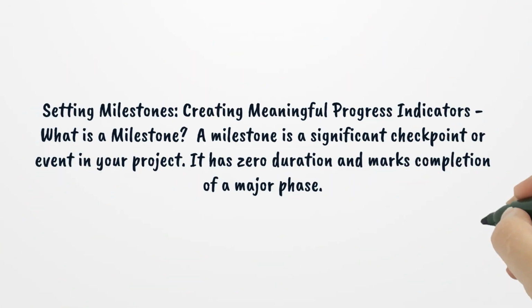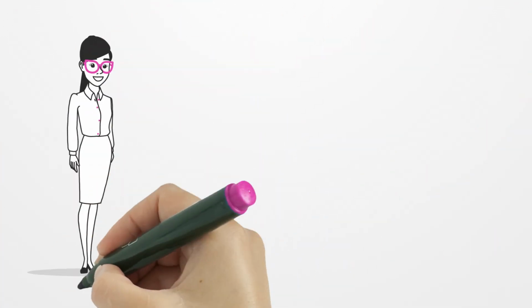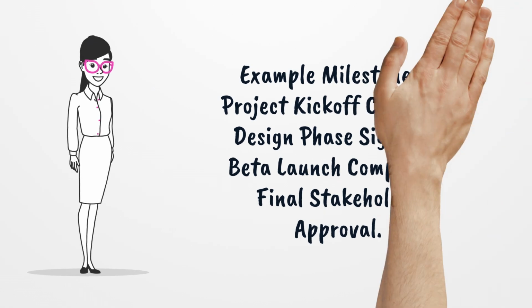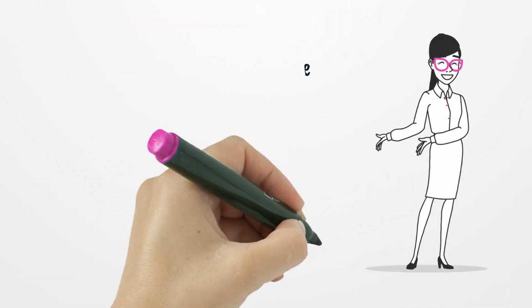Setting milestones, creating meaningful progress indicators. What is a milestone? A milestone is a significant checkpoint or event in your project. It has zero duration and marks completion of a major phase. Example milestones. Project kickoff complete. Design phase sign-off. Beta launch completed. Final stakeholder approval.